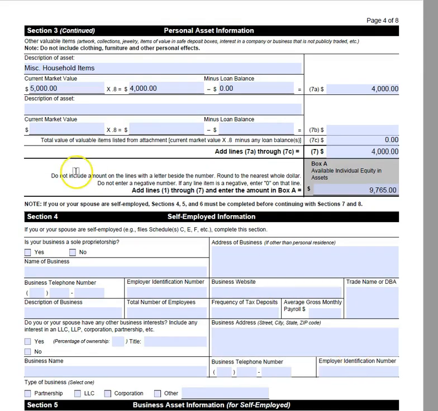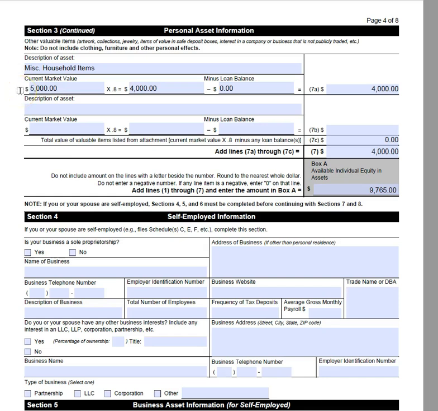Section 3 continues on page 4 still. This is your other valuable items. So this is going to be any collectible items, jewelry, artwork, safes, items you have in a safe, gun collections, anything that you may have. In this case, we're going to say that this taxpayer doesn't have any specific collections. They just have their general household items. So we've just put in miscellaneous household items.